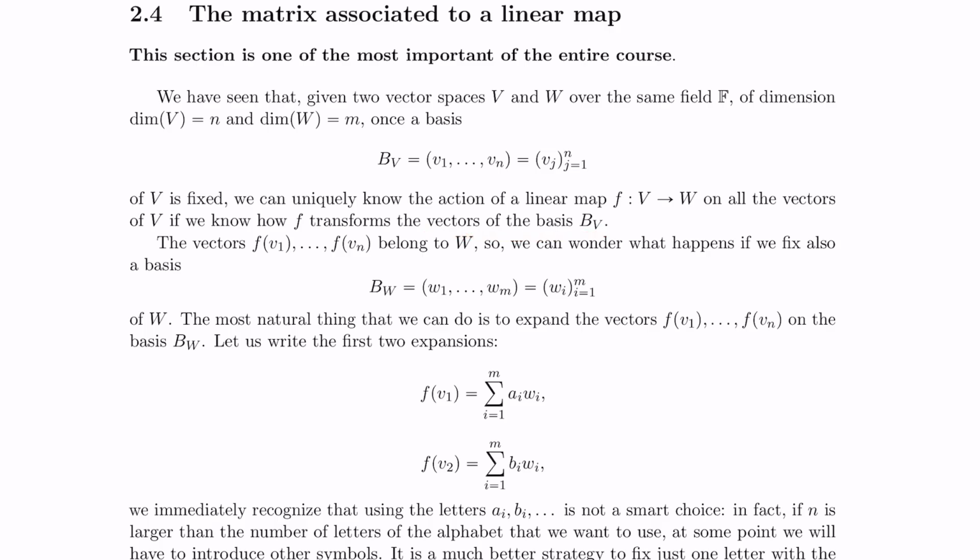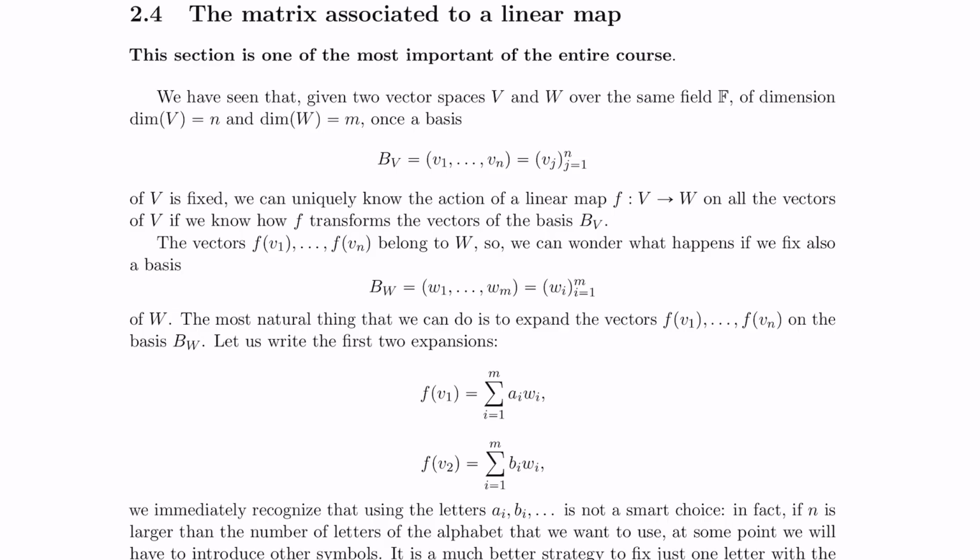So imagine that the images of the basis vectors by F are known. These images belong to the vector space W, and we can wonder what happens if we fix also another basis, this time of W. This basis here with vectors W1, ..., Wm. Well, we have learned that whenever we have at disposal a basis, the most natural thing that we can do is to decompose a vector over this basis. In our case, we are interested in these vectors here, so let's write these expansions starting with the first two in order to see what happens.